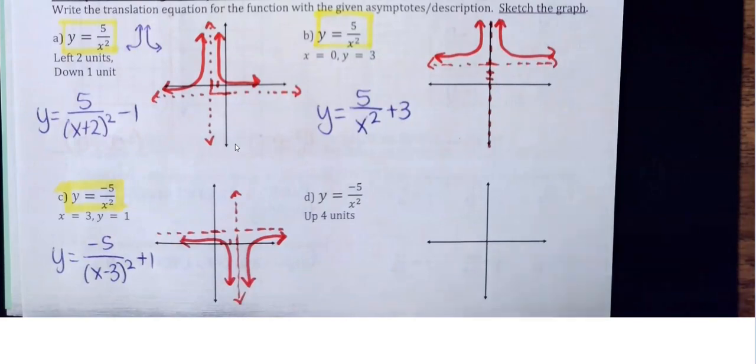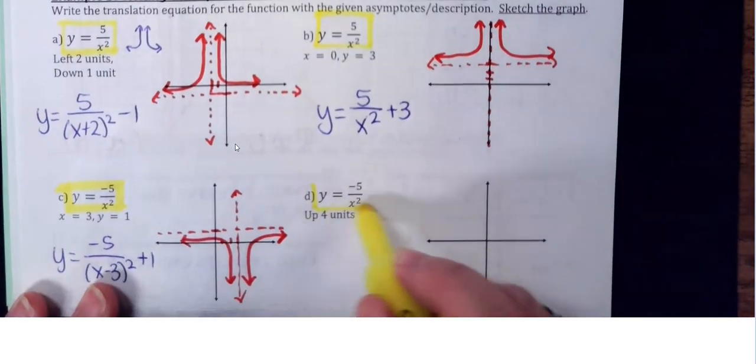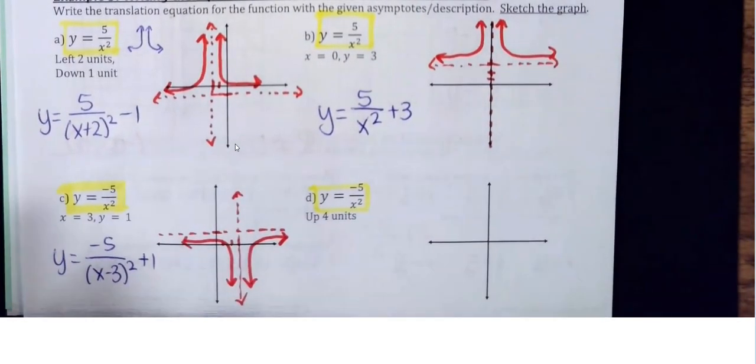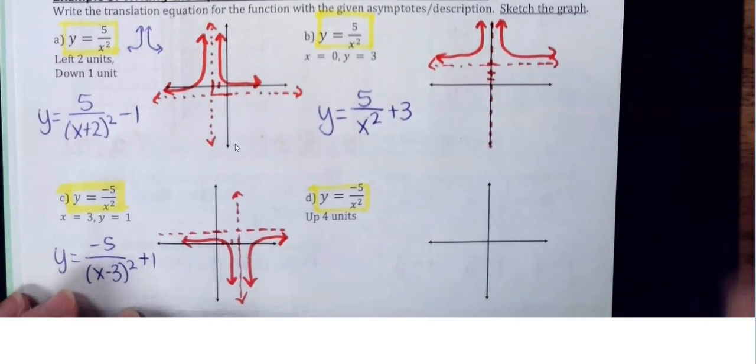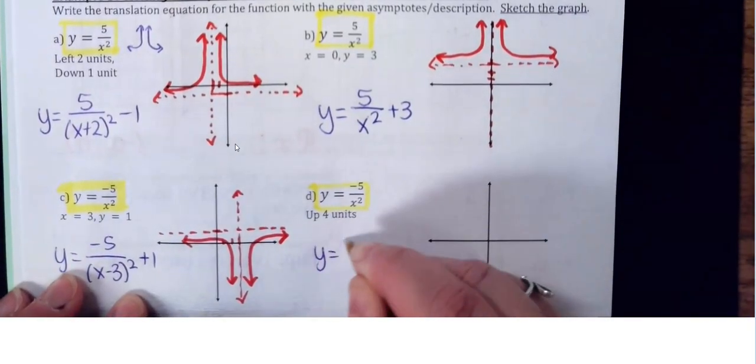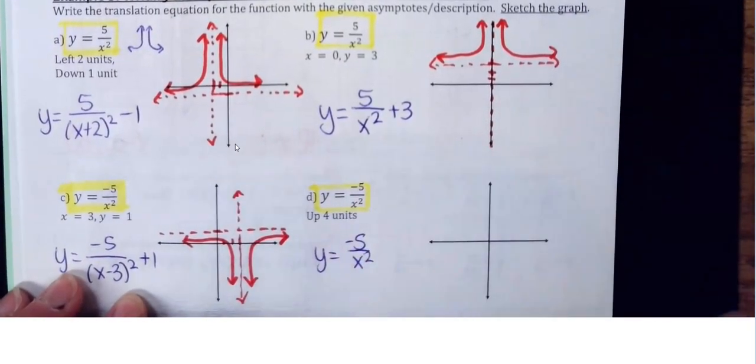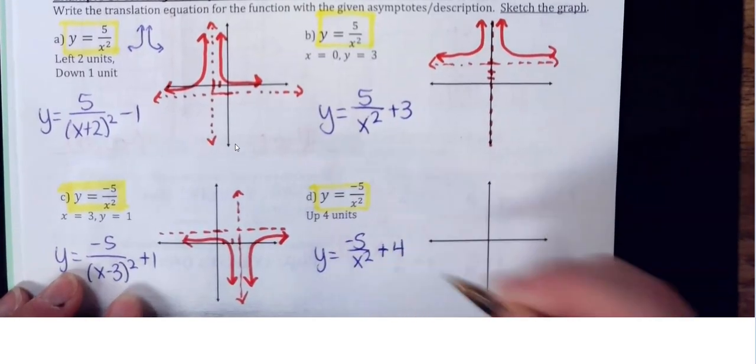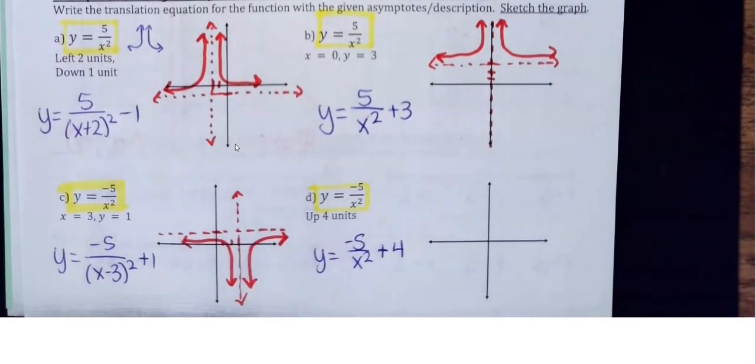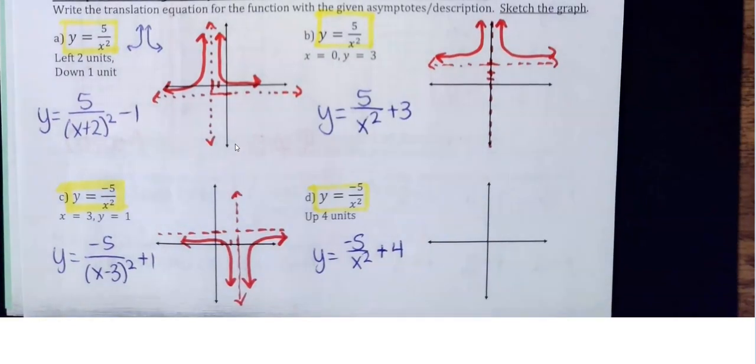And then I have one more real quick here. I have negative 5 over x squared, and it just says up 4 units. So up or down is going to go outside of that fraction. So I'm going to write y equals, it's going to stay negative 5 over x squared, but then it's going to go up 4, plus 4 to the side. Moving up or down is not part of the fraction, it's just to the side of it.